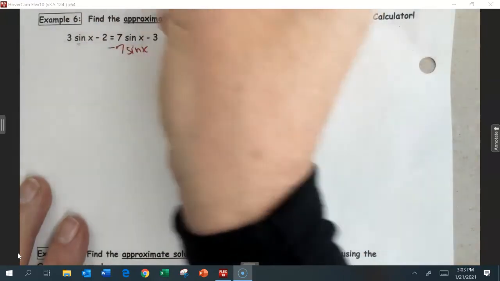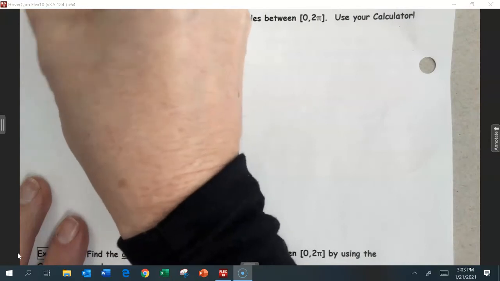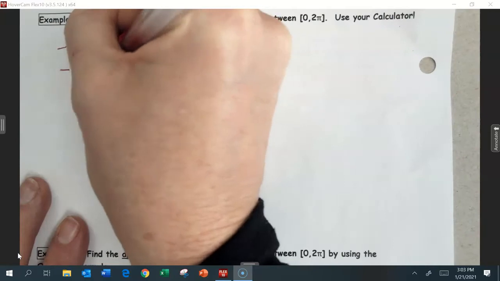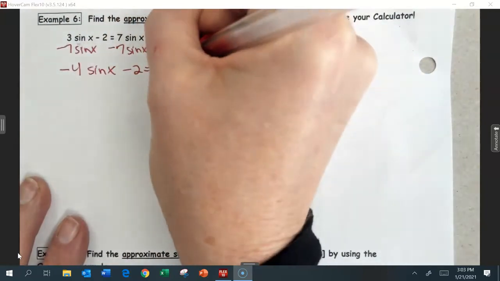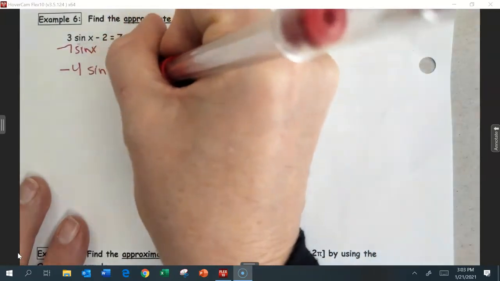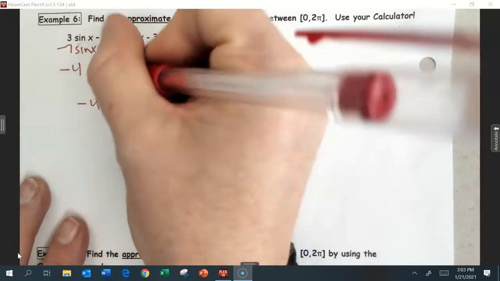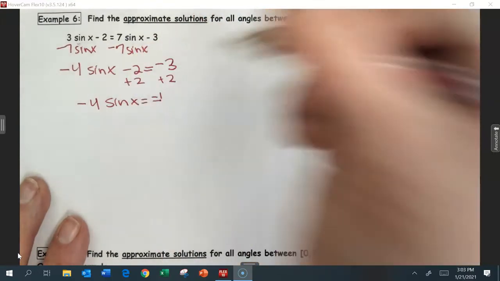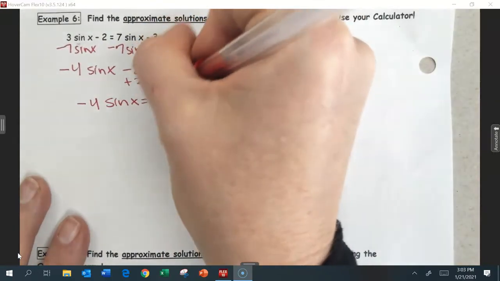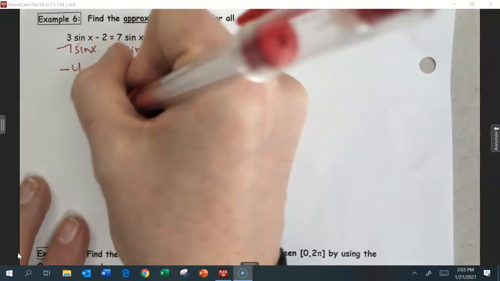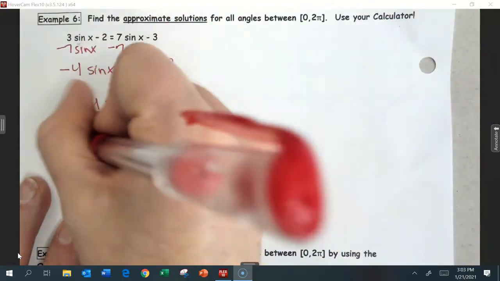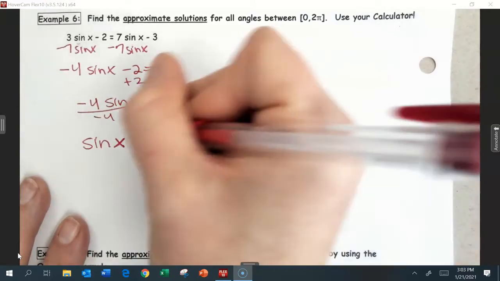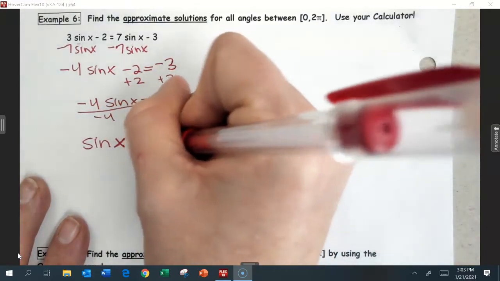So I'm going to subtract 7 sine of x from both sides, and that gives me -4 sine of x minus 2 equals -3. And then when we add 2, so I know some of you do a lot of this algebra in your head, which is fine. Oops, what am I doing? Sorry, that's -1. And then let's divide both sides by -4. So ultimately we're asking ourselves the sine of what angle measure, x, equals +1/4.